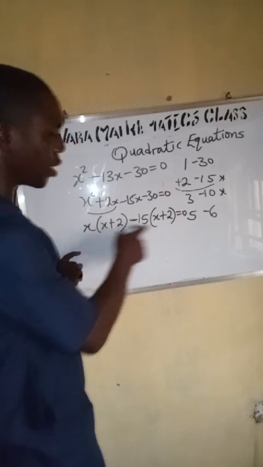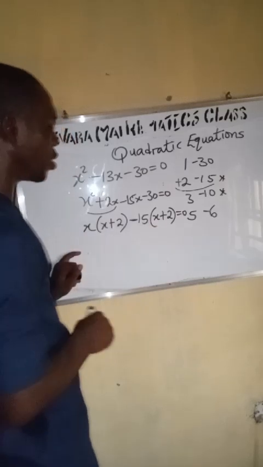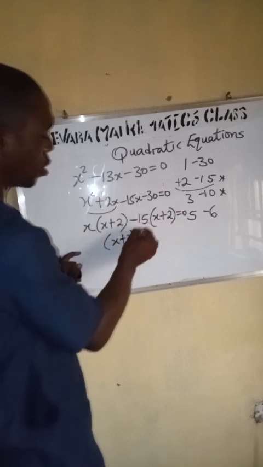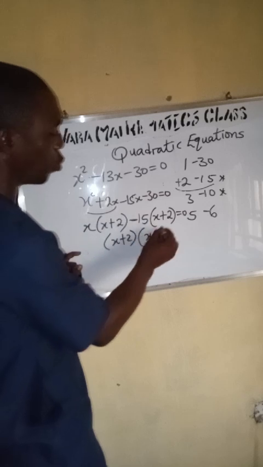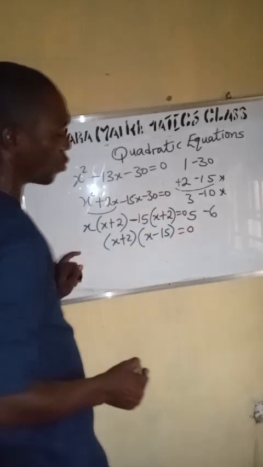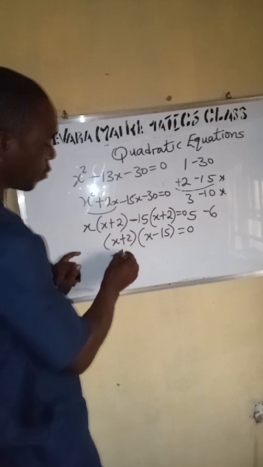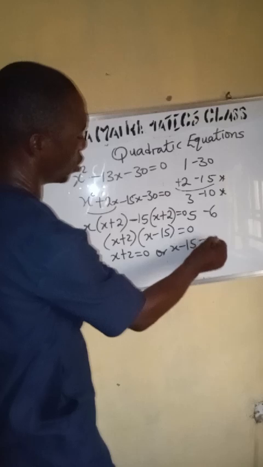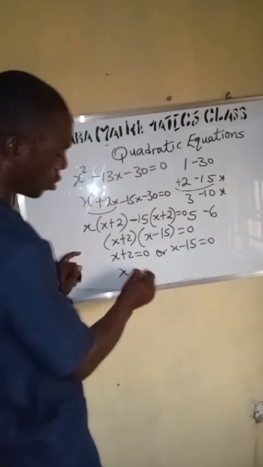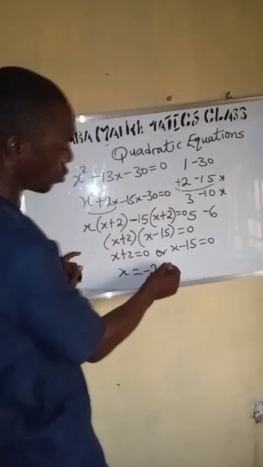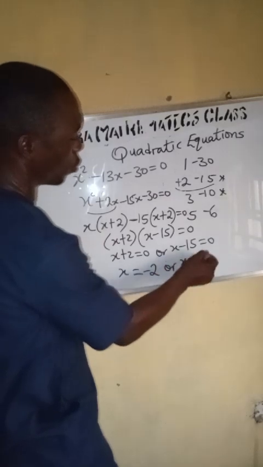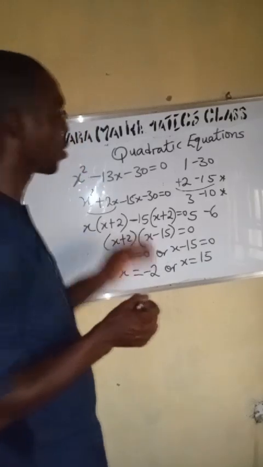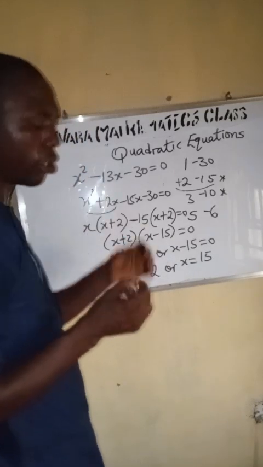Don't forget that this bracket and this bracket must contain the same thing. Since we have these two to be the same, you pick 1. Then the other factors outside, you put them in one bracket, equals 0. So now you have x plus 2 equals 0, or x minus 15 equals 0. That means x equals minus 2, or x equals 15. So minus 2 and 15 are the values of x that will make this equation equal to 0. Thank you.